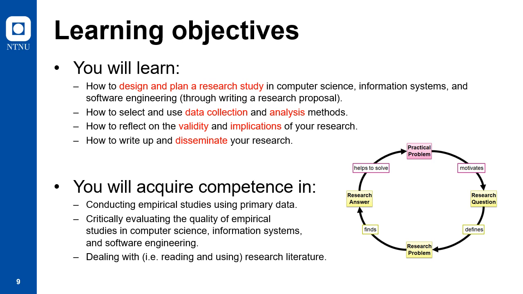The circle you see to the right here is a model of empirical research that you will get to know better in this course. Some of the main concepts here are practical problem, research question, research problem, and research answer. We will discuss these concepts in our next lecture. Your research design for your project will have to show clearly how these concepts follow each other and how one leads to the other, and not the least, how you can claim that your answers are correct. Your first assignment in the course will be about the research design.